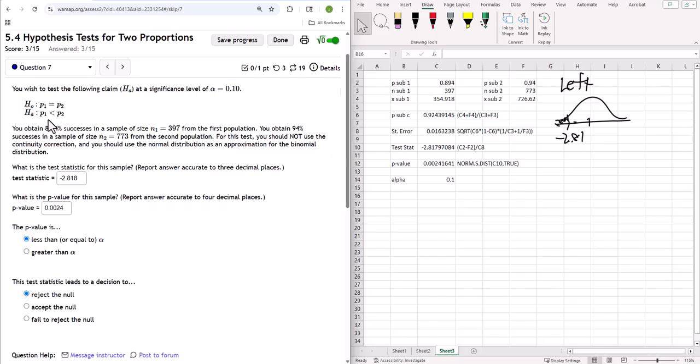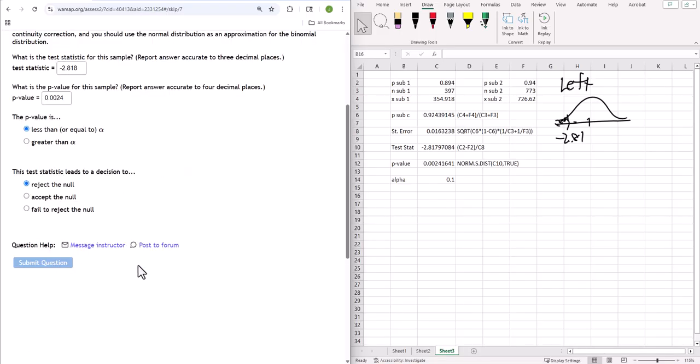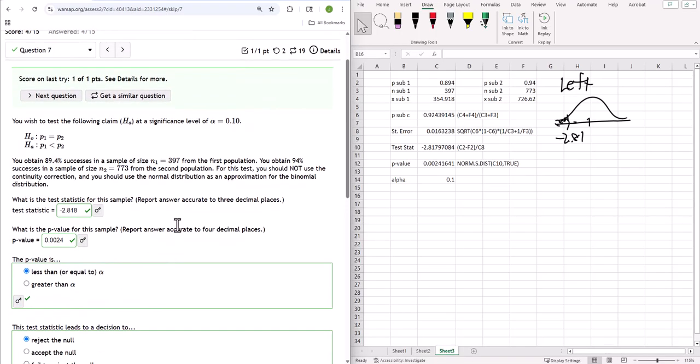So in this case, if we had that concluding statement, it would be there is enough evidence at the significance level of 0.10 to conclude that the proportion 1 is less than proportion 2. Just kind of putting it all in terms of this one. So here we go. Good, got it correct. It's always nice when it works out okay.